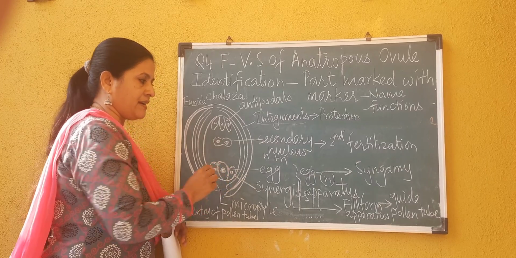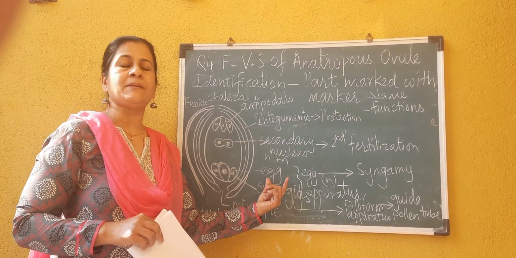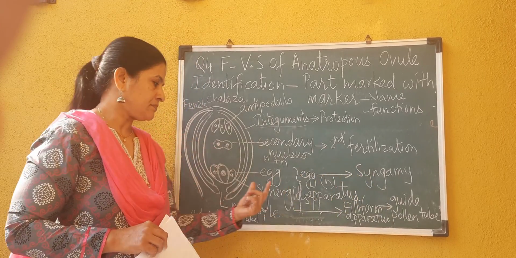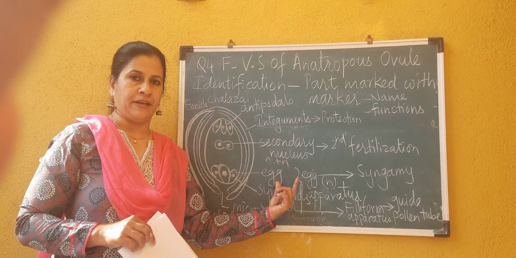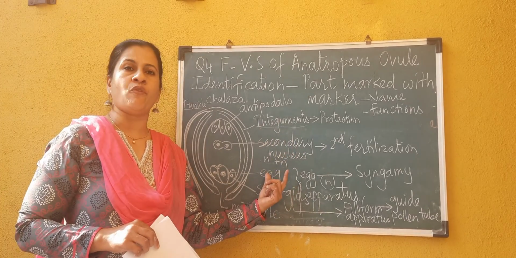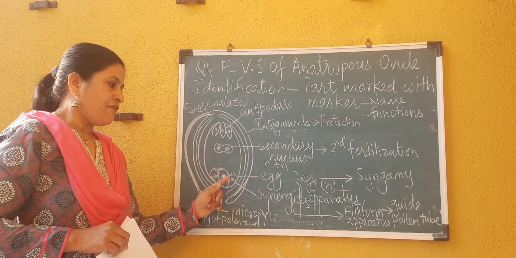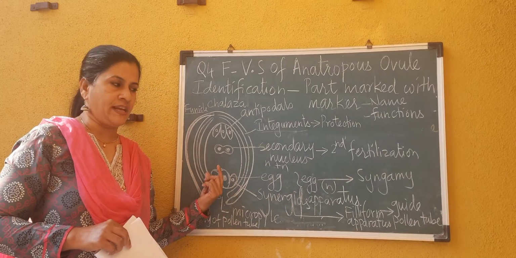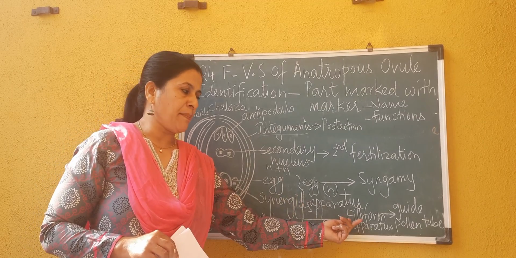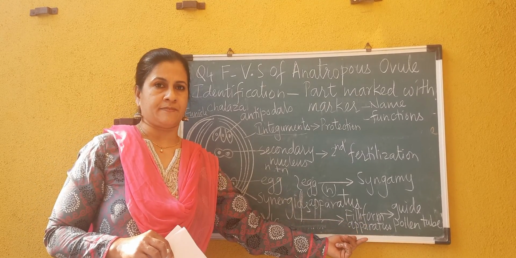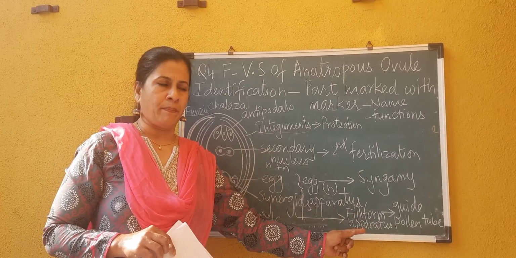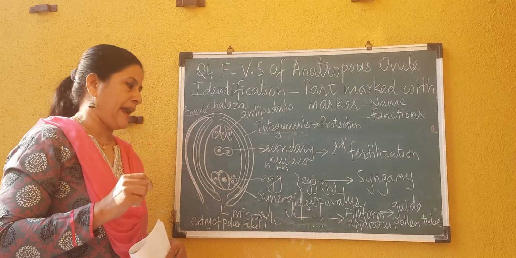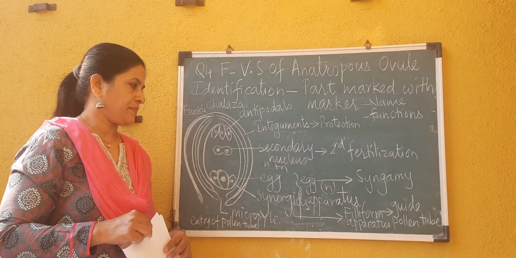The central egg has the function of participation in syngamy, that is first fertilization. It acts as a female gamete and fuses with the male gamete to form zygote. The function of synergids: these are 2 haploid cells on the 2 sides of the egg. These synergids have a filiform apparatus. This filiform apparatus helps in guiding the pollen tube towards the egg during fertilization.